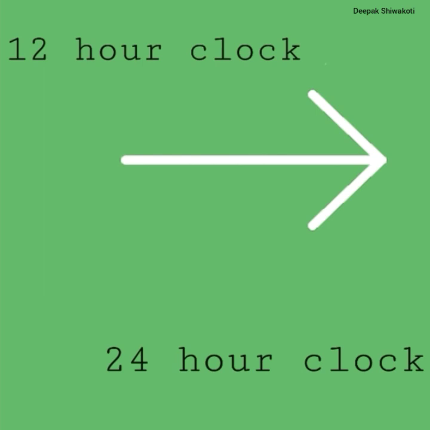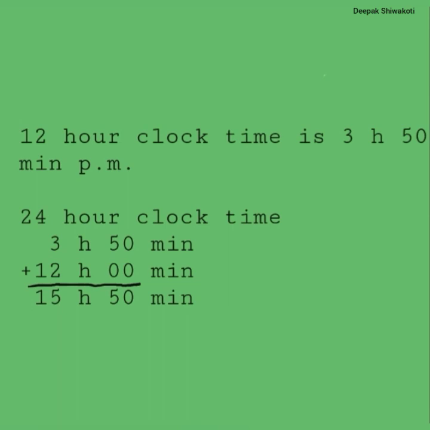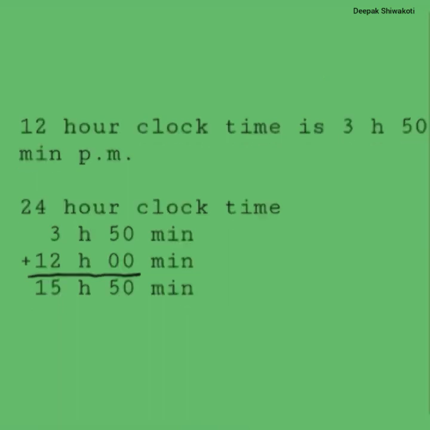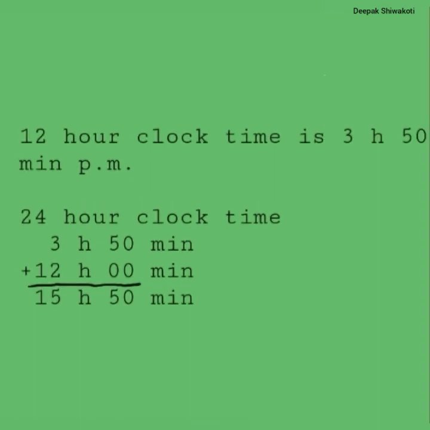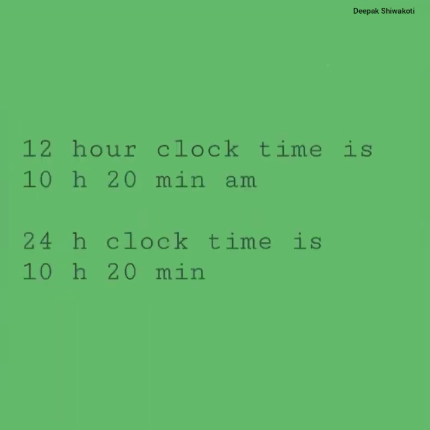Now let's see about 12-hour clock to 24-hour clock. Here we have to add 12 if the time is given in PM to get the 24-hour clock, and if it is AM we don't have to add 12, we just have to write it as it is. So this is an example, 12-hour clock time is 3 hour 50 minute PM. So to get the 24-hour clock time, we have to add 12. So it is 15 hour 50 minute. And in this case, 12-hour clock time is 10 hour 20 minute AM. In 24-hour clock time, we simply write 10 hour 20 minute.